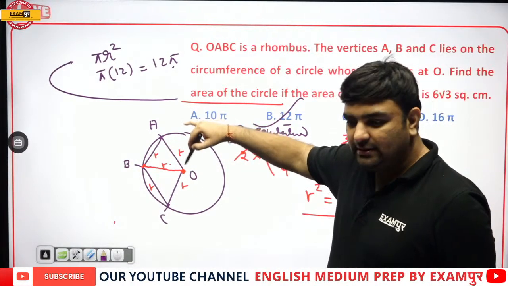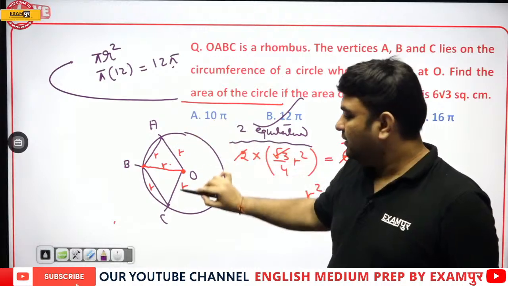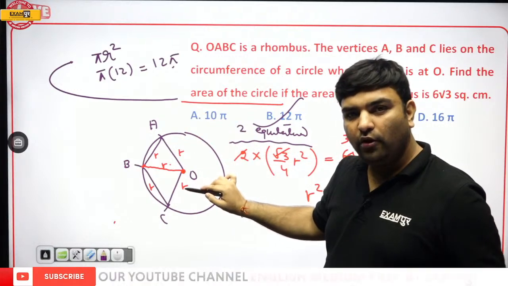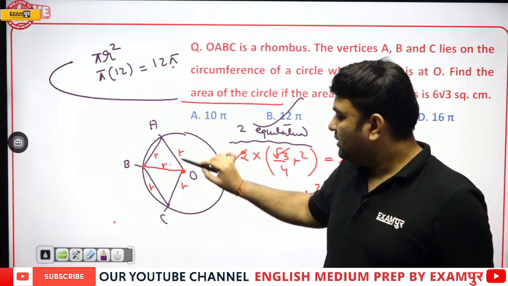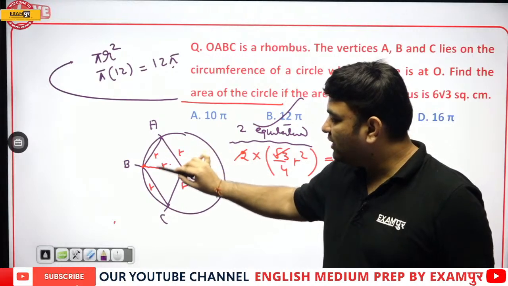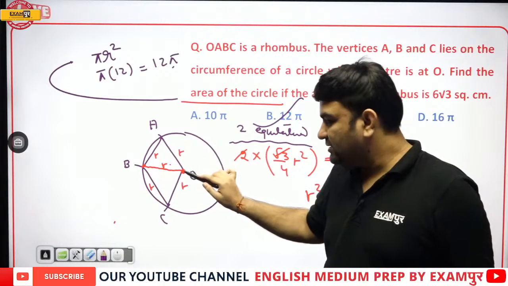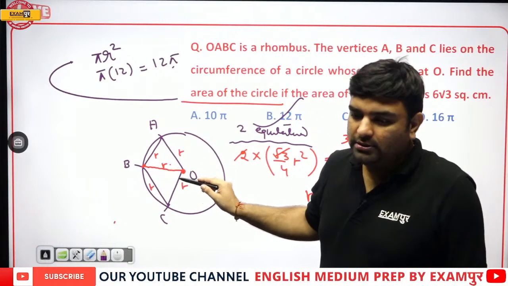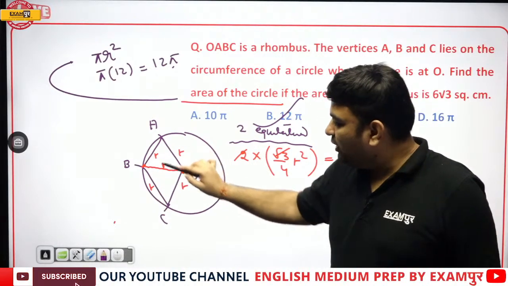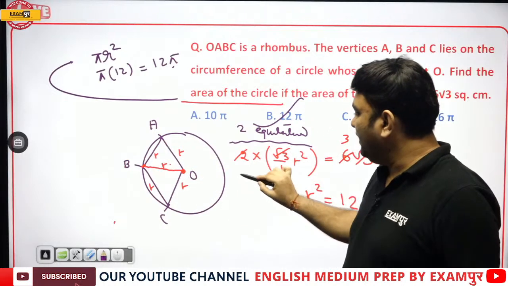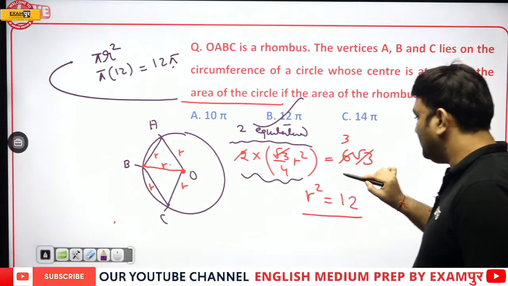Because this is radius R. This is also radius R. For any rhombus, all sides are equal. So if this is R, this is R, this is also R, this is also R. This is the diagonal, and this is also the radius, so the diagonal is also R. Two equilateral triangles, so area is 2 into √3 by 4 r square, 6√3.